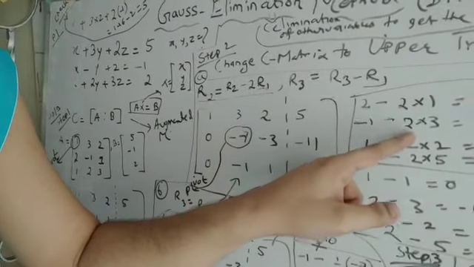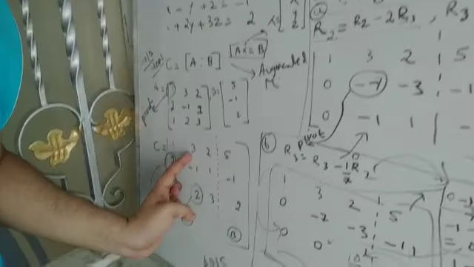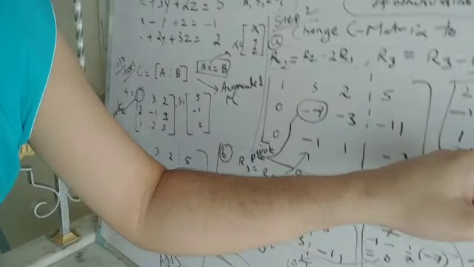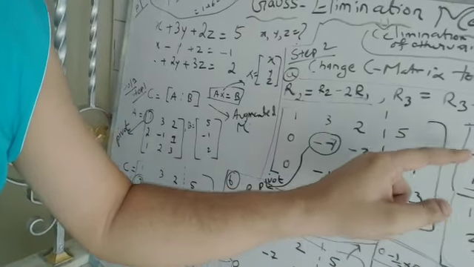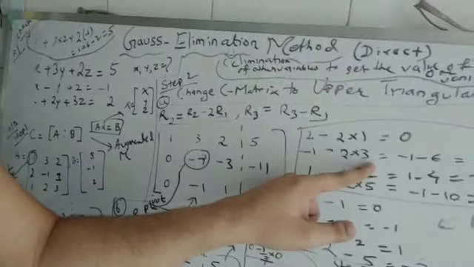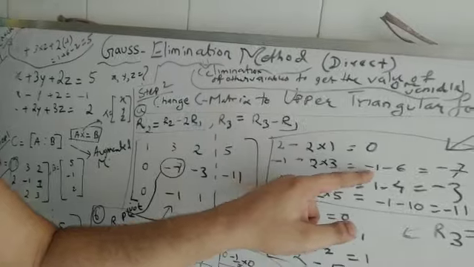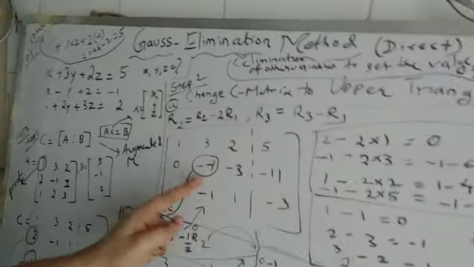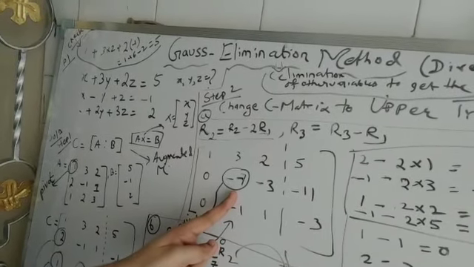So minus 1 into 2, what is R1? R1 is here 3. This element is 3. So minus 2 minus 3, minus 2 into 3. So how much is minus 1 minus 6? Minus 1 and minus 6 is how much? It's minus 7. So I have written here minus 7.